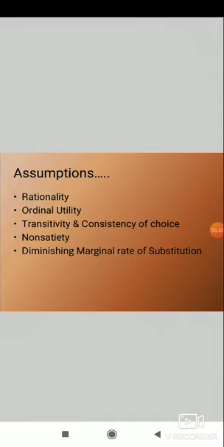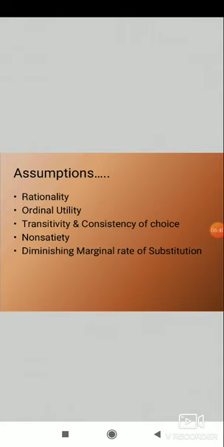The next assumption for the indifference curve is transitivity and consistency of choice. Consumers' choices are transitive. Transitivity of choice means if a consumer prefers A to B, and B to C, he must prefer A to C. Consistency of choice means if he prefers A to B in one period, he will not prefer B to A in another period or treat them as equal.